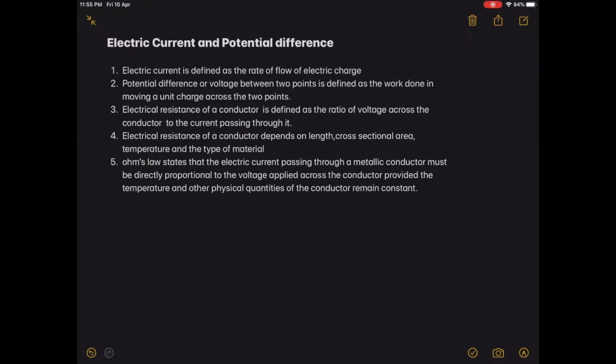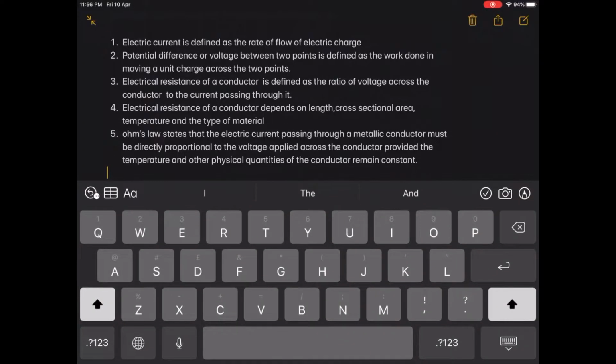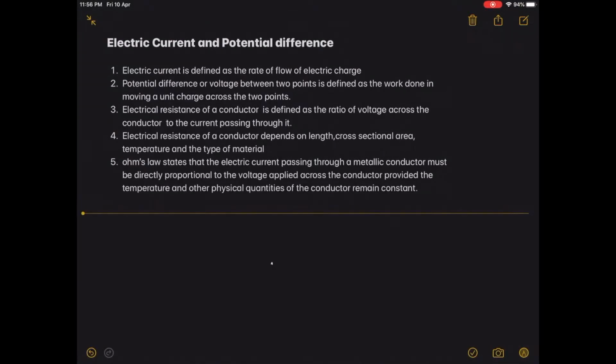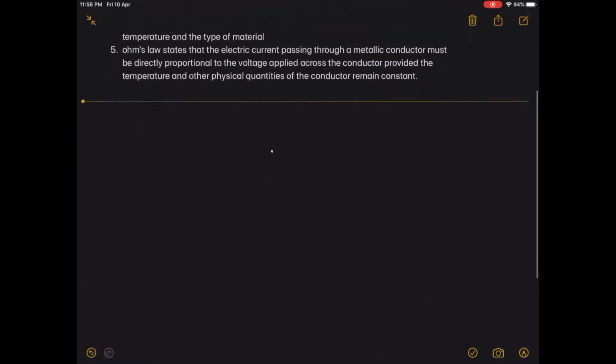Today, I would like to discuss something about electric current and potential difference. They are both very important. And of course, you need to know the meaning of resistance as well as Ohm's law. Okay, let us begin with electric current.